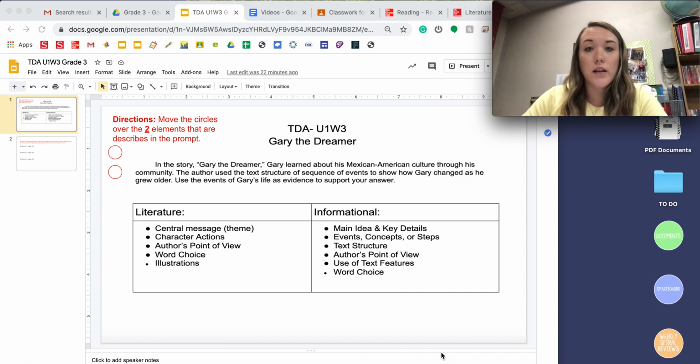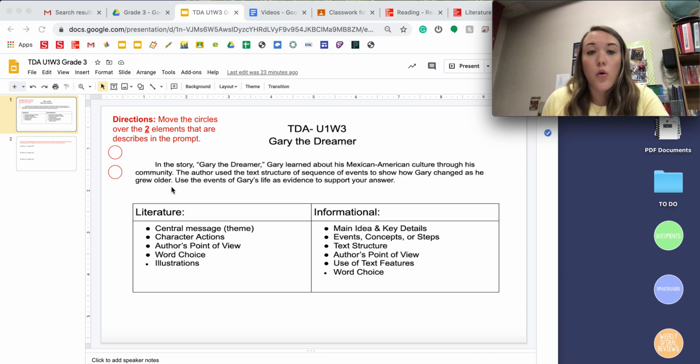So the first thing we need to do is take a look at our prompt and find the elements that the prompt is asking us about. If you remember from last week, the first sentence in a TDA prompt gives me the story title and a summary. The second sentence is where I need to do my detective work. This sentence is where I will find the evidence, or where I will find the elements that the prompt is asking me about. Let's reread this sentence. It says the author used the text structure of sequence of events to show how Gary changed as he grew older.